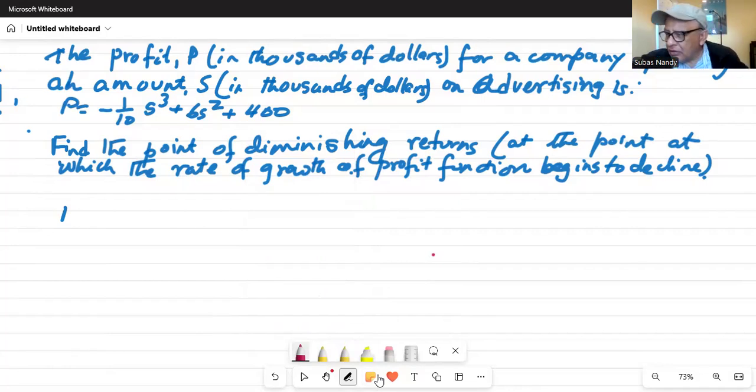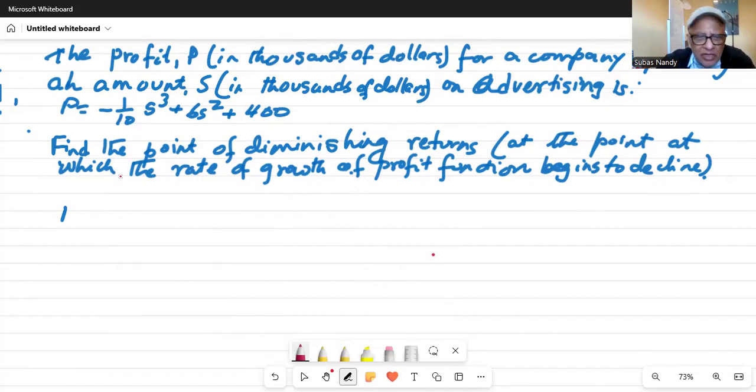Okay, just like before. The profit P in thousands of dollars for a company spending an amount S in thousands of dollars in advertising is given as P equals minus 1/10 S cubed plus 6S squared plus 400. Remember, P is the profit in thousands of dollars, and S is the amount of money on advertising, S in thousands of dollars. Find the point of diminishing returns, at the point at which the rate of the profit function begins to decline.